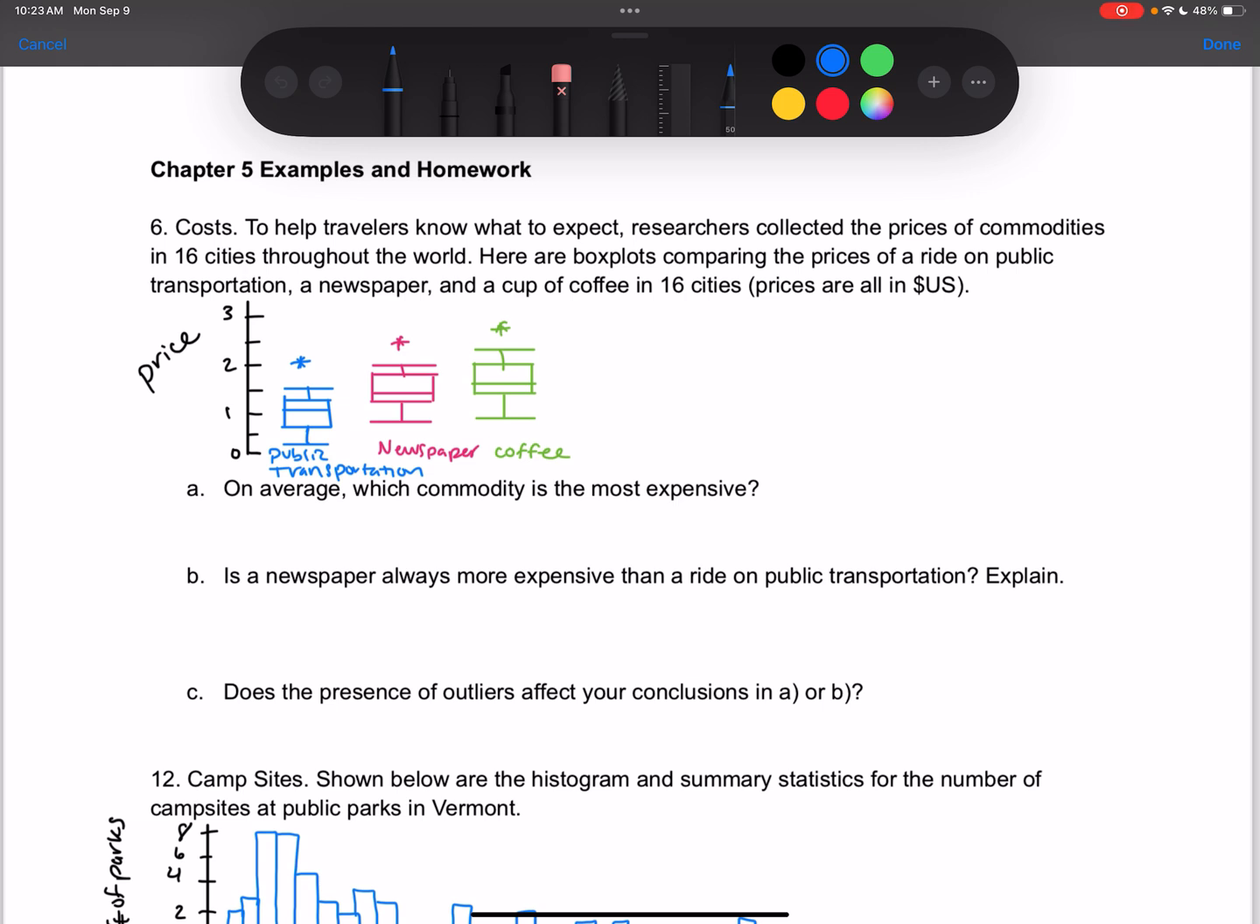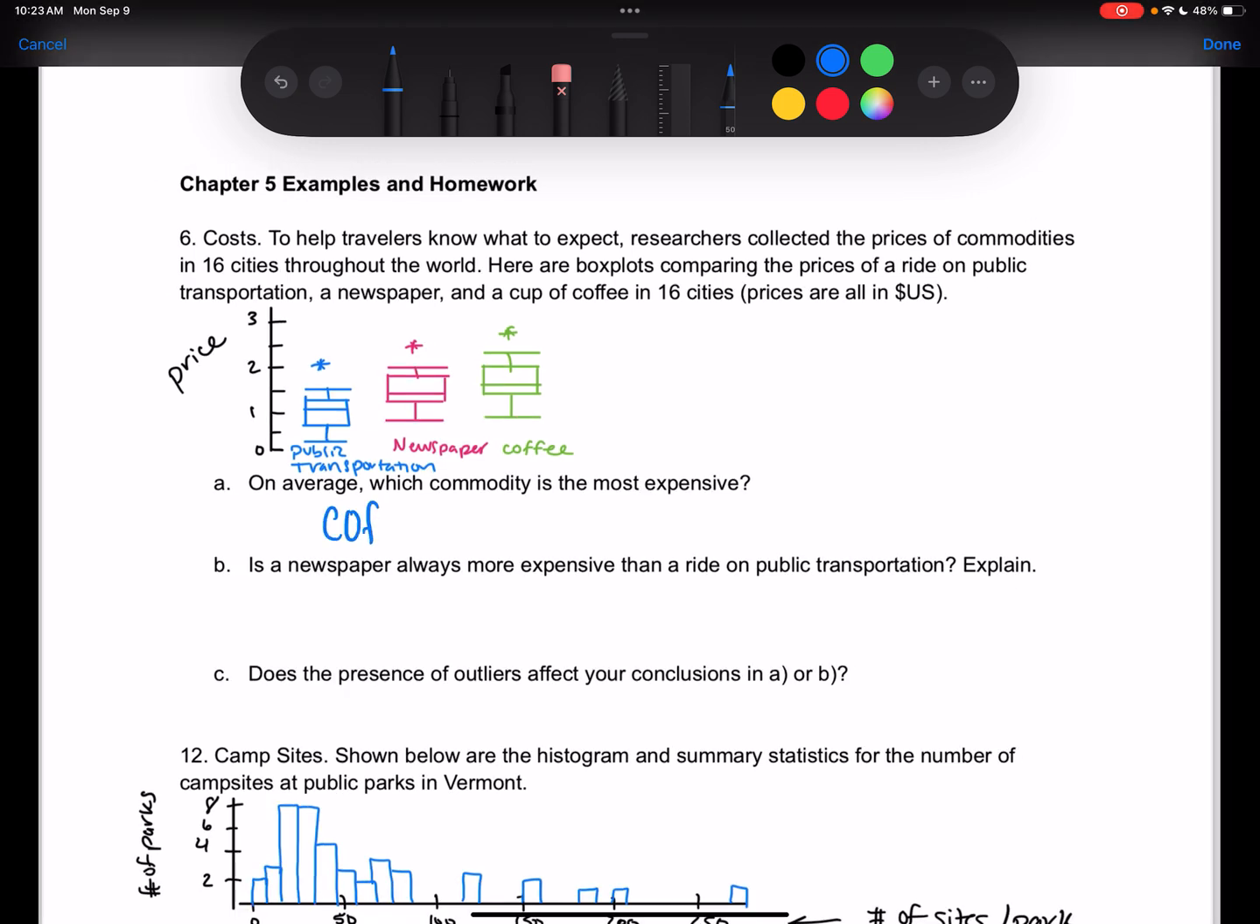So, on average, which commodity is the most expensive? Coffee. Yep, because the bulk of its Q3 minus Q1 values are higher than everything else, so it's going to be coffee.